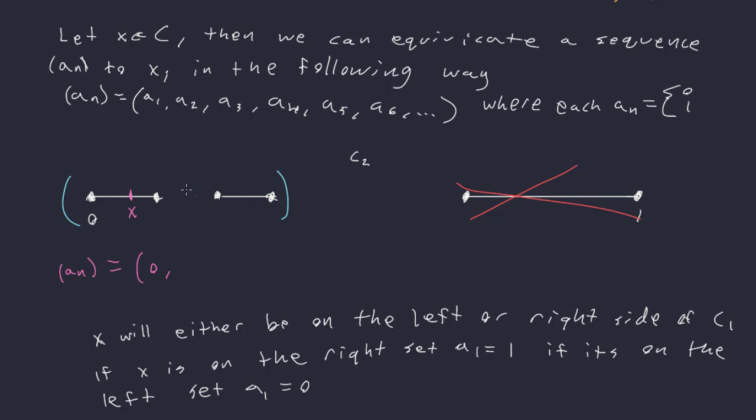Is X on the left or the right side? Well, it's on the left side. So, since it's on the left side again, we'll put in another 0. Okay, now we'll ignore the piece that's not in and move to C3.